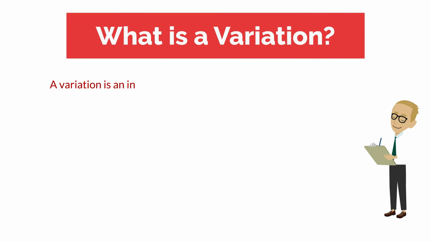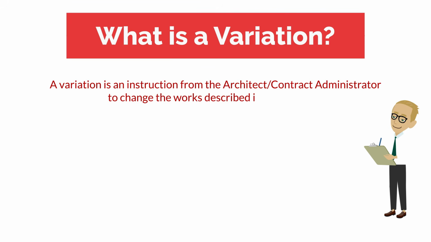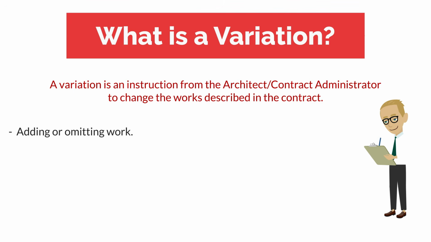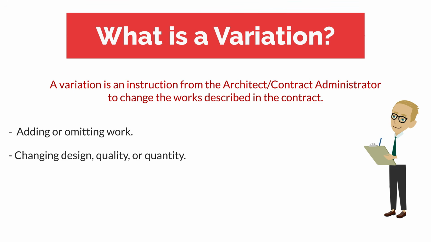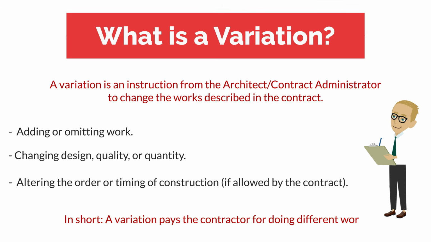Well, a variation is an instruction from the architect or contract administrator to change the works described in the contract. This could mean adding or omitting work, changing design, quality or quantity, or altering the order or timing of construction, if allowed by the contract. Variations should be valued under the contract, for example using contract rates or fair valuation. In short, a variation pays a contractor for doing different work.